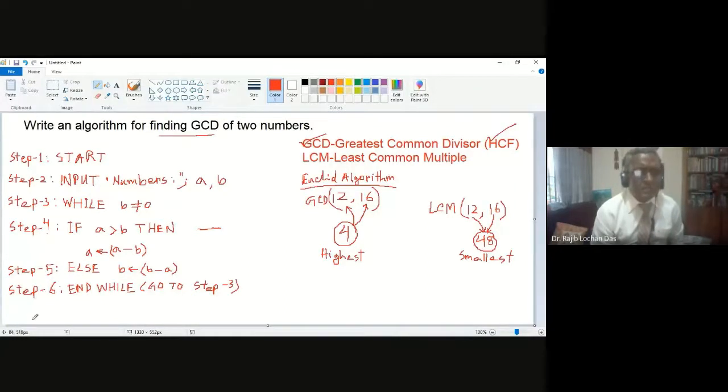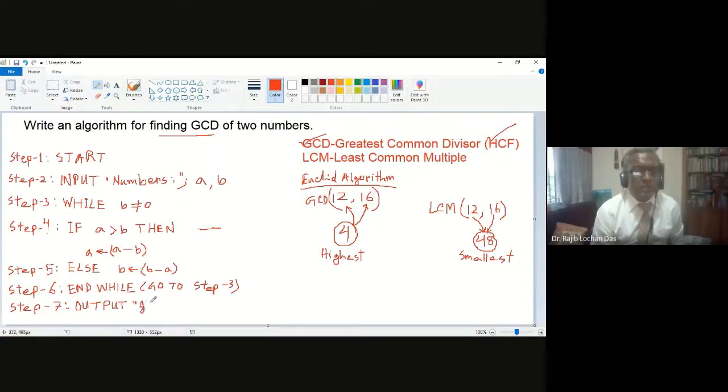If it is equal to 0, that means steps 4 to 6 will not be done because the looping condition is not fulfilled. So if the looping condition is not correct, then it will go out of the loop and then go to step number 7. Okay, so in step number 7 we will just print or output. You can write output or you can write print, no problem. So the output will be GCD.